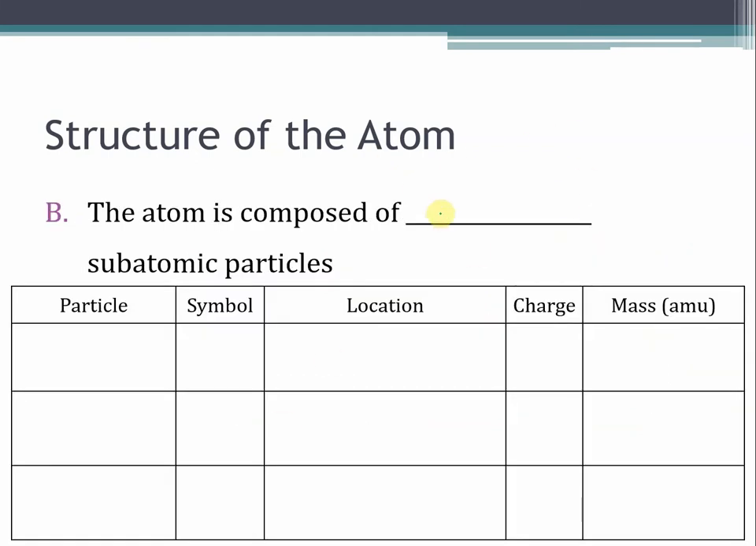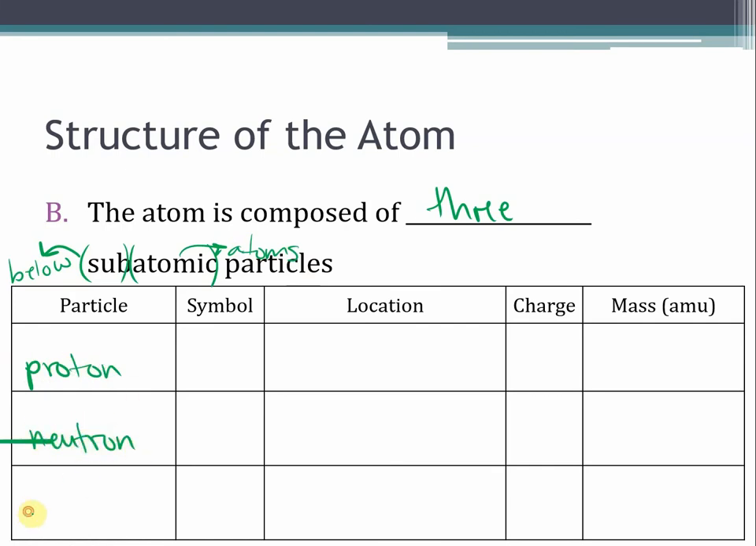The atom is composed of three subatomic particles. If we wanted to split this word up into its pieces, that would be sub and atomic. Atomic just means atoms, and sub means below or under, like a submarine goes under the water. So these are things that are below atoms. They're even smaller than atoms. Those particles, you've probably heard of them, are protons and neutrons and electrons.